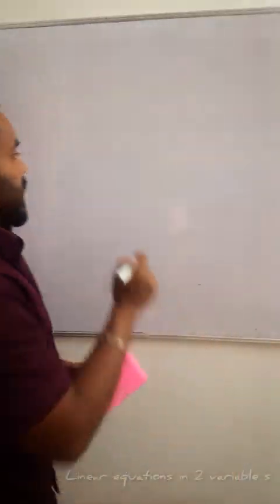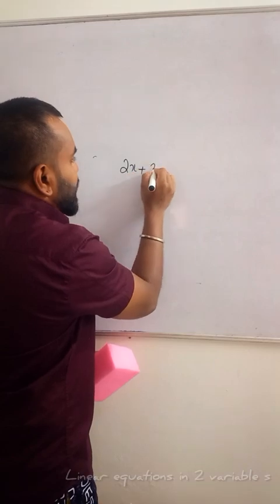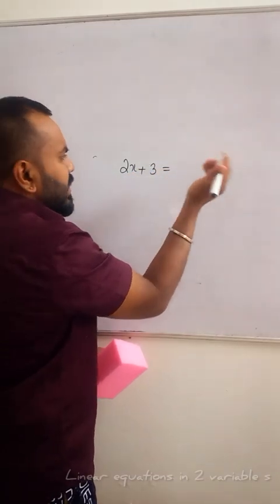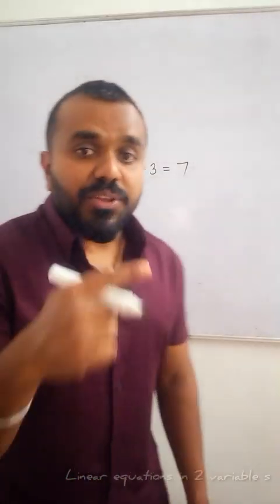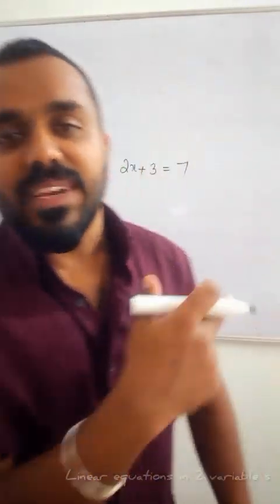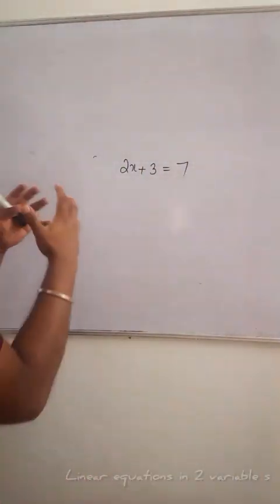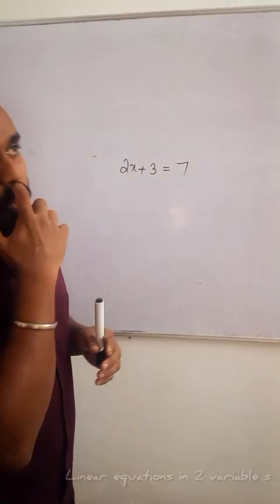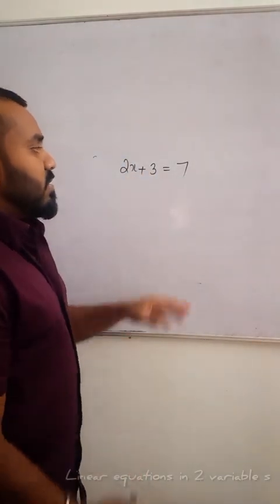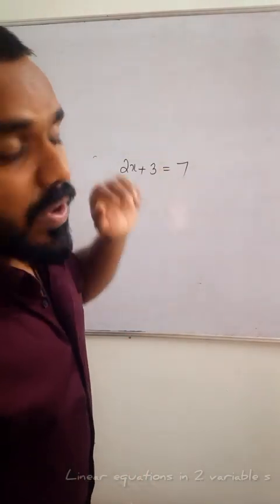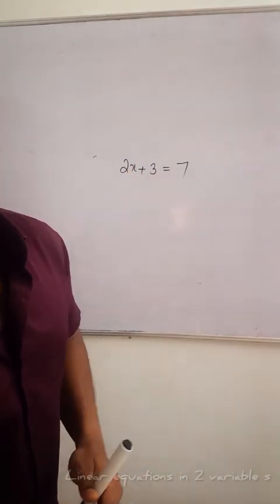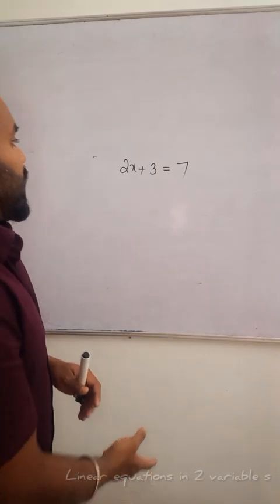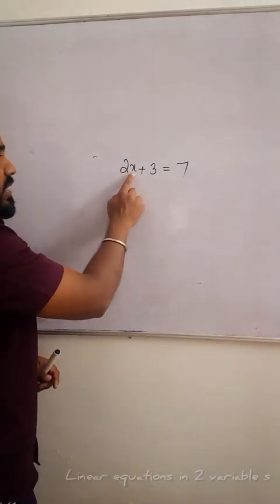Yes. 2x plus 3 is equal to, you can write any number, 7. She is saying that it's a linear equation in one variable. Let us check whether it is a linear equation in one variable or not. We are going to check whether it's an equation or not. Is it an equation? Obviously it's an equation because it consists of an equality sign. Is it in one variable? Yes, obviously it is in one variable because there exists only one variable, that is x.